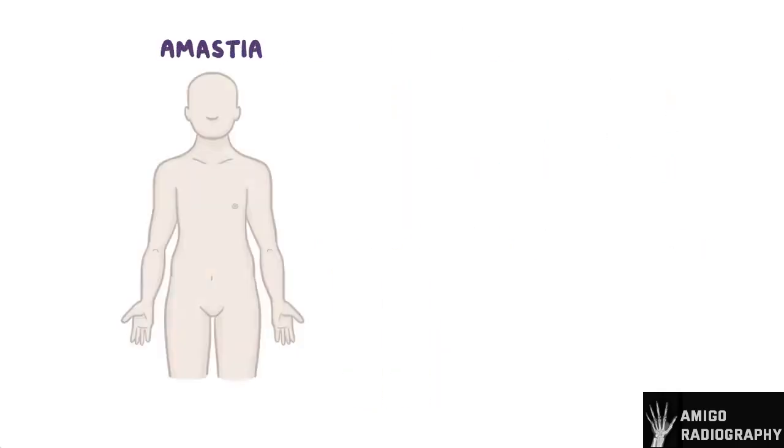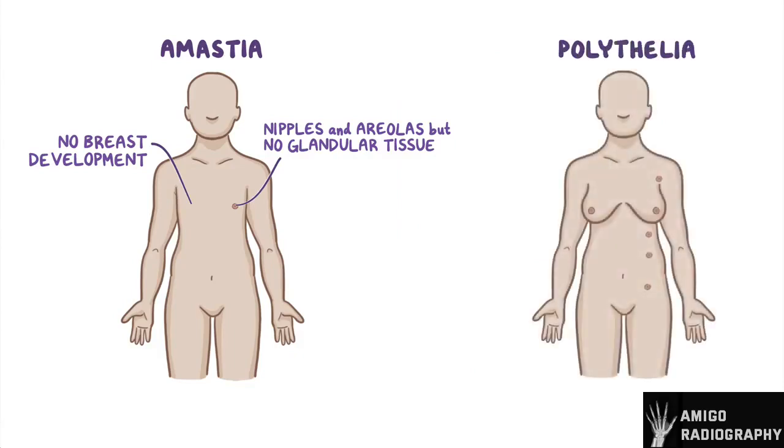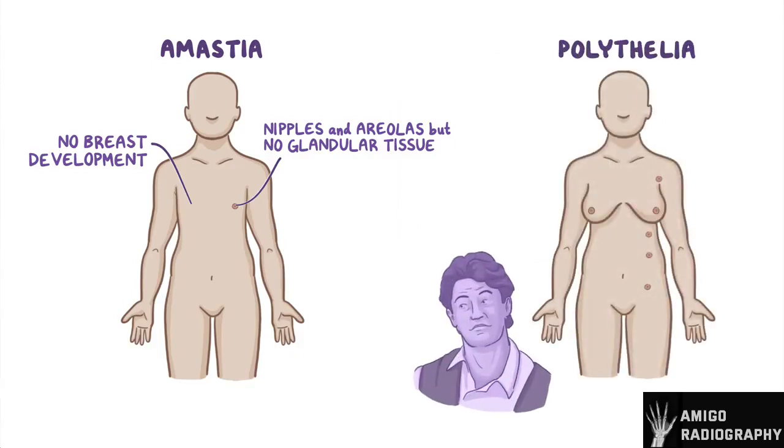Now, amastia is when there's no breast development or when nipples and areolas are present but there's no glandular tissue. And finally, polythelia is when accessory nipples are present, just like Chandler Bing's third nipple.